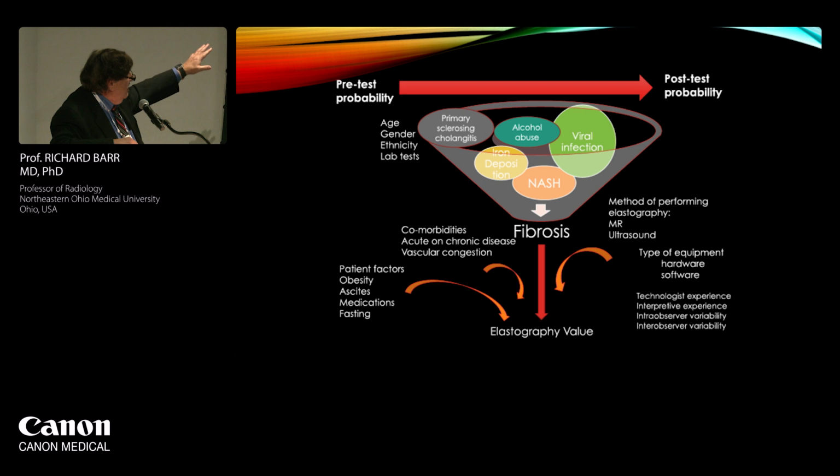And also we have age, gender, ethnicity, and lab tests affect our results, everything in the funnel and many, many other diseases, anything that causes inflammation in the liver, including fat deposition, is going to give us fibrosis and on to cirrhosis. We've got patient factors, obesity, ascites, medications, and fasting that will affect our results. We have comorbidities, acute on chronic disease, and vascular congestion.